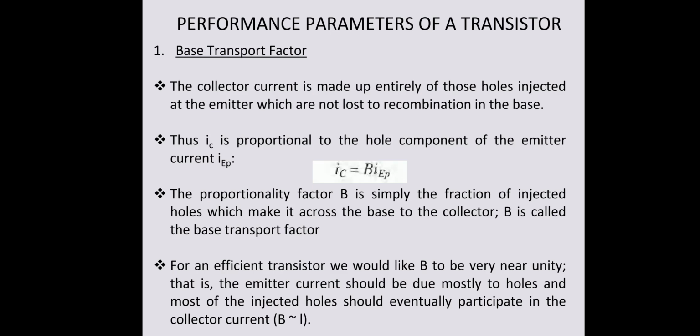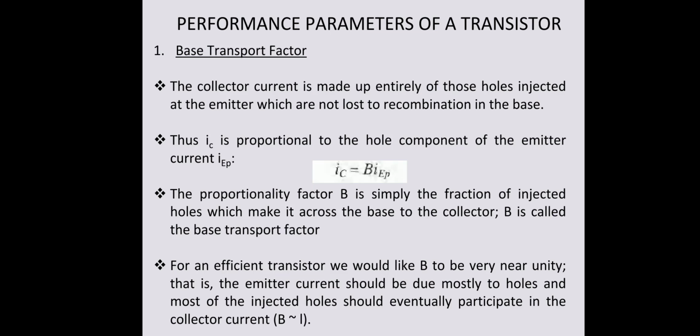So we can see that this current IC is proportional to the hole component of the emitter current IEP. So that's a majority case for a PNP transistor. The collector current is proportional to the holes injected from the emitter. So we can represent it as IC is proportional to IEP, and that proportionality constant is called B, and it is known as base transport factor.